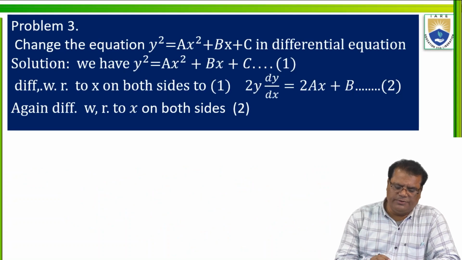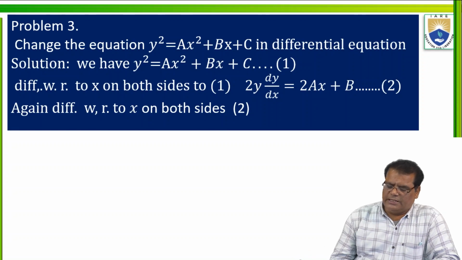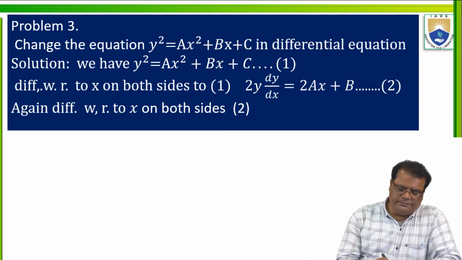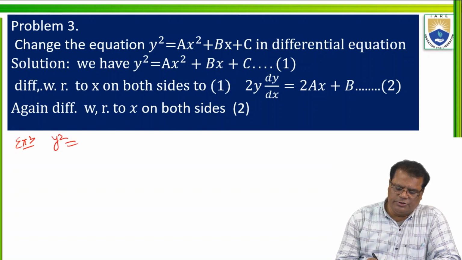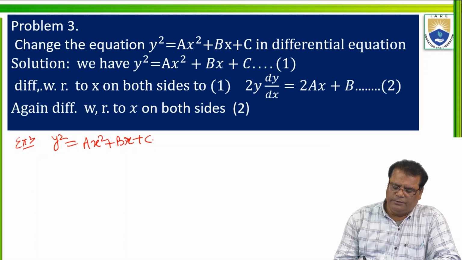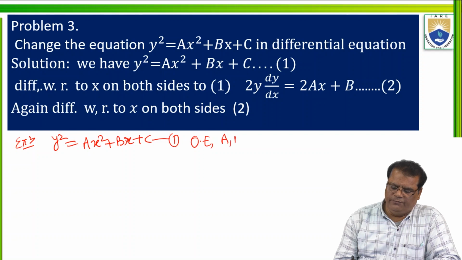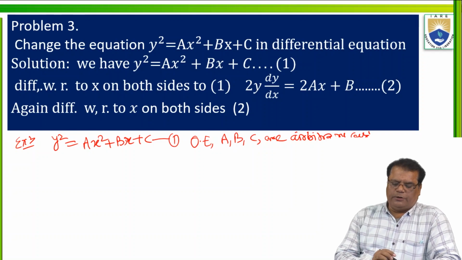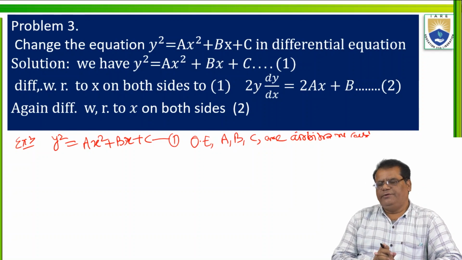Next one is problem 3. We discuss this problem. This is also an easy problem. Given example 3: y square is equal to ax square plus bx plus c. This is an ordinary equation, equation 1. Here a, b and c are arbitrary constants.